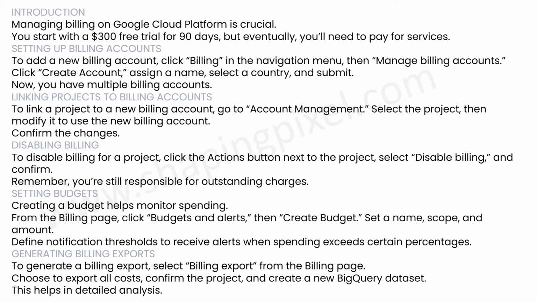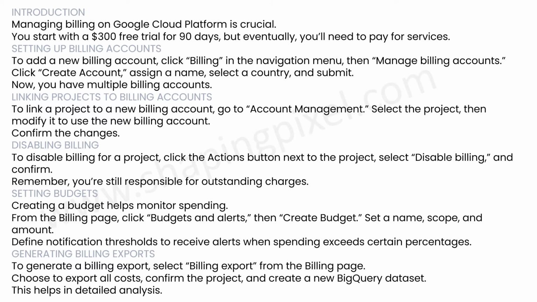Managing billing on Google Cloud Platform is crucial. You start with a $300 free trial for 90 days, but eventually you will need to pay for services. To add a new billing account, click Billing in the navigation menu, then Manage Billing Accounts. Click Create Account, assign a name, select a country, and submit. Now you have multiple billing accounts.